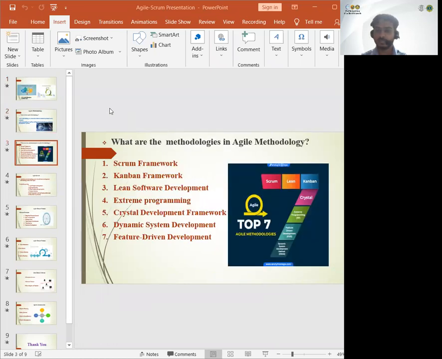Let's look at what the methodologies in Agile are. First one is the Scrum framework. Second one is the Kanban framework. Third one is Lean software development. Next one is Extreme programming. Then the Crystal development framework, Dynamic system development, and Feature driven development.